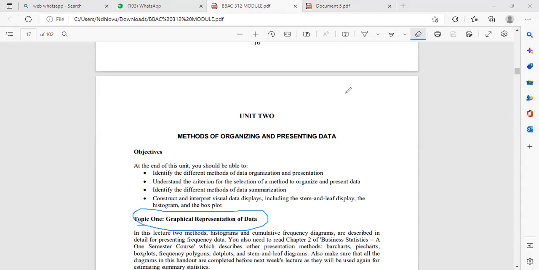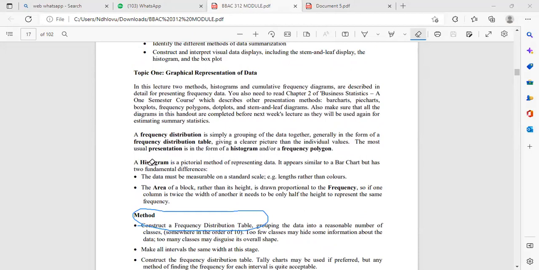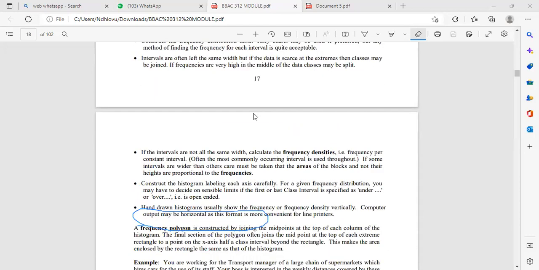We also look at the bar chart and the pie chart. So we have the histogram and the frequency distribution. Then we look at whether the data is ungrouped or grouped. This is a cardinal point that needs to be understood. Then we look at constructing the frequency polygon and the histogram, like I mentioned. This is what we are going to look at now.